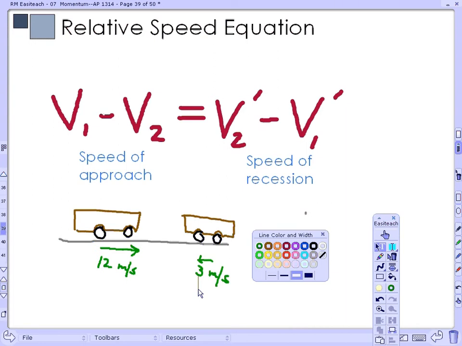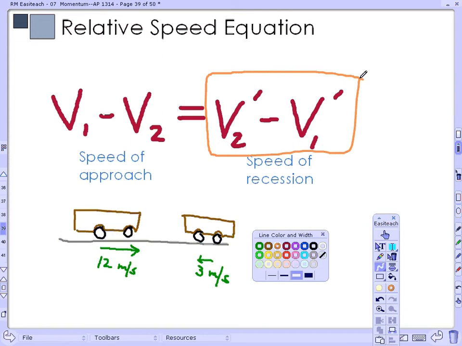But here's the really interesting part. The really interesting part is that in elastic collisions, this right side will equal that. I don't know exactly what they're going to be, but I know that it's going to be 15. They're going to be going away from each other at 15 meters per second. I don't know precisely what each speed will be, but I know they will be going away from each other at 15 meters per second.